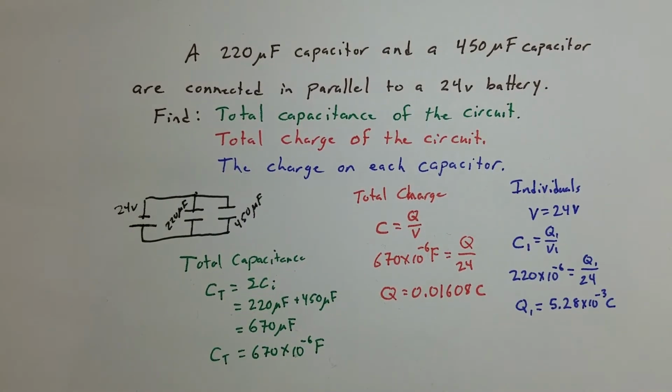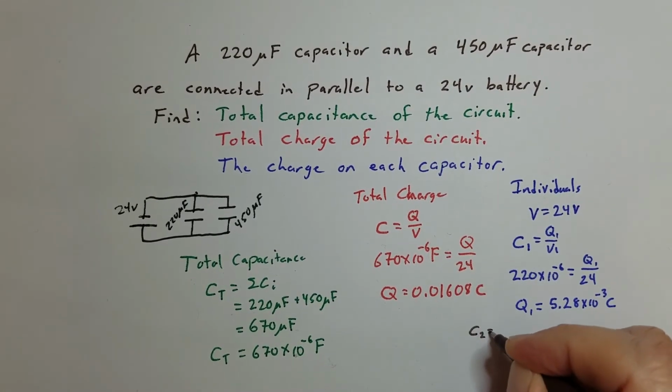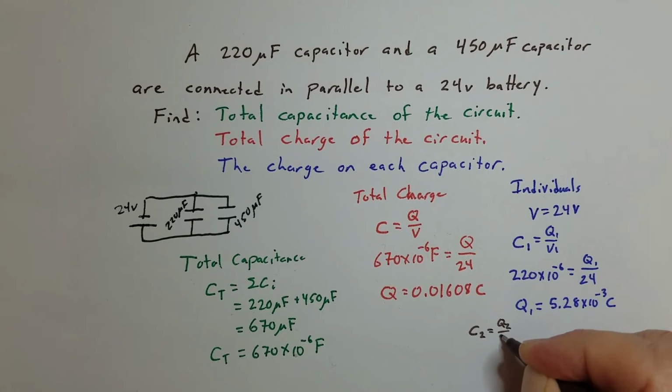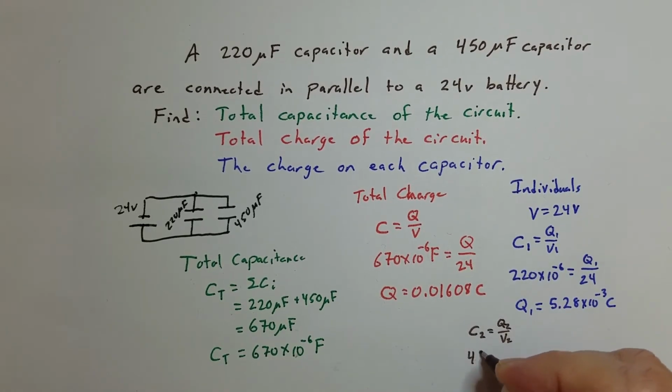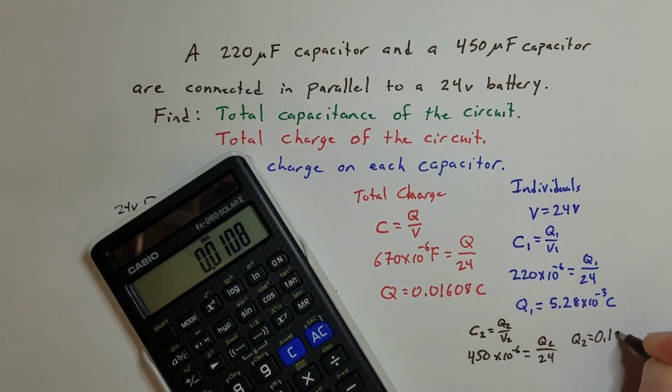We're going to do the same process for the second one. C2 equals Q2 over V2. So 450 times 10 to the minus 6. The charge we don't know, but the voltage is still 24 volts. So 450 times 10 to the negative 6 times 24 gives me 0.0108 coulombs.